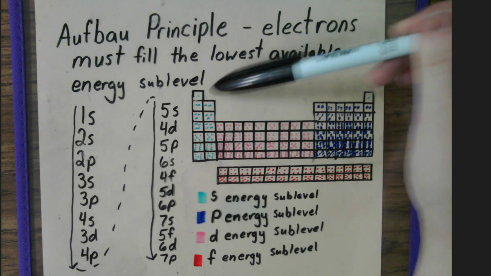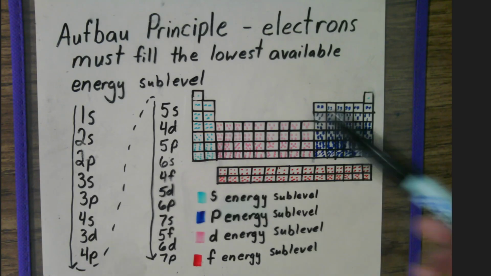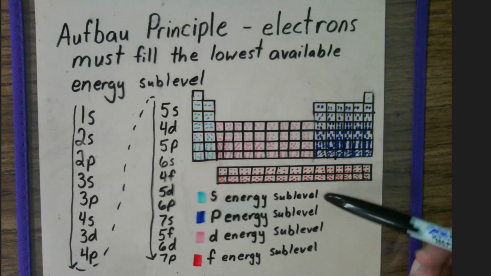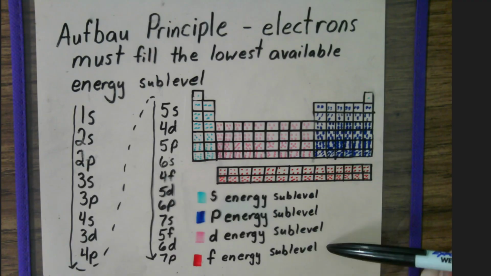When it has one dot, that means it's the first energy level. When it has two dots, it's the second energy level. When it has three, it's the third energy level. Four, the fourth energy level. Five, the fifth energy level. Six, the sixth energy level. And seven, the seventh energy level. But as it goes up, I also labeled the s sublevel, p sublevel, d sublevel, and the f sublevel.